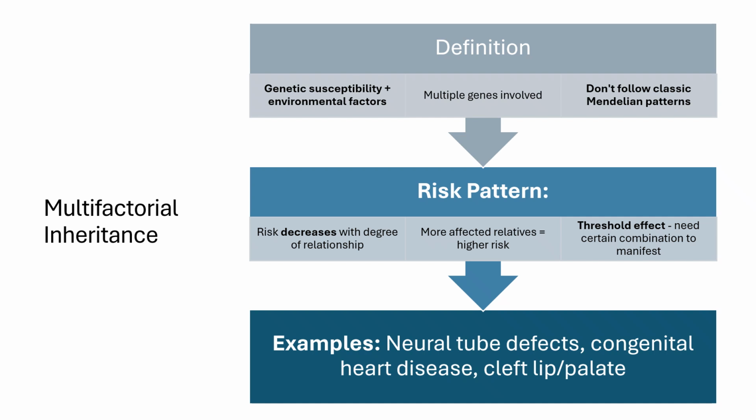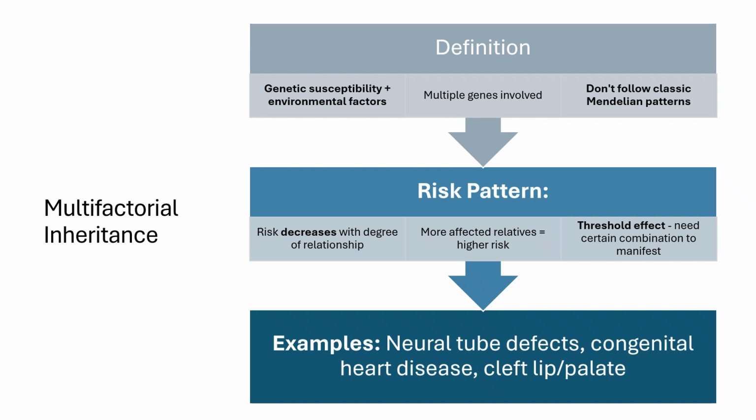Risk patterns differ from single gene disorders. Risk decreases with genetic distance as relatives share fewer susceptibility genes. After one affected child, recurrence risk approximates 2 to 3%, higher than population risk, but lower than Mendelian patterns. 2 affected children suggest greater genetic loading, raising recurrence risk to 10 to 12%.